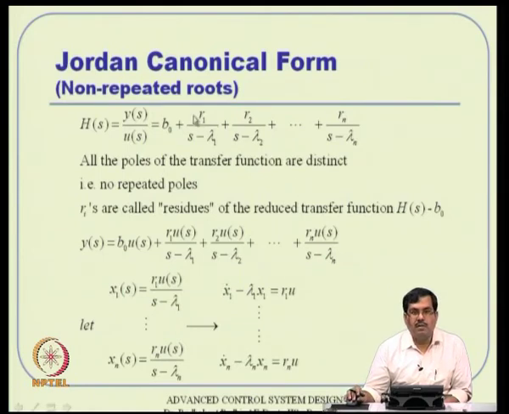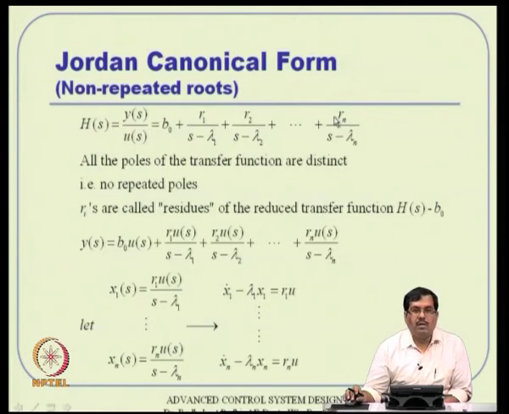Now, this is the form I started with. Then I can multiply U of s to the right hand side, so Y of s is nothing but B 0 times U of s, plus R 1 divided by s minus lambda 1 into U of s, plus R 2 by s minus lambda 2 into U of s, and so on. This expression simply comes from the first equation.